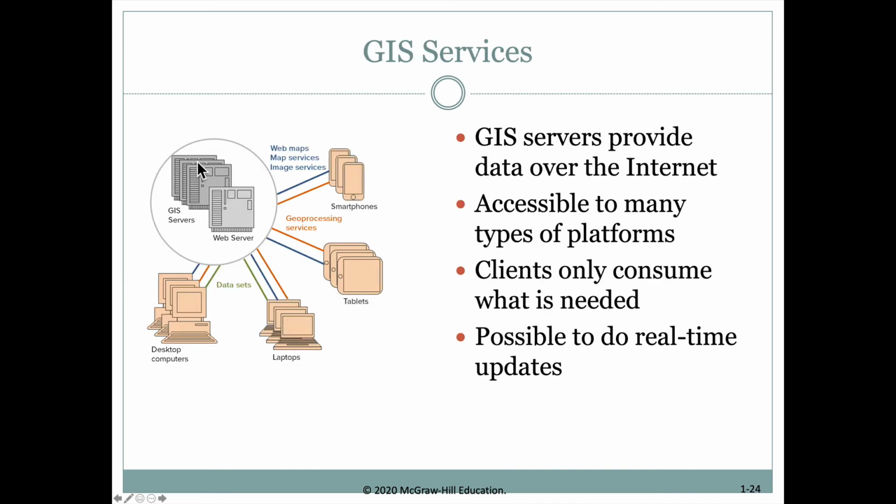So this kind of shows, for a web server, we might have a lot of things feeding into that, and the GIS servers would also be associated with this. And from there, we're able to produce maps over the internet using layers of information directly off of these GIS servers. So in this way, the client can only consume what's needed, and they have access to a lot of different types of platforms. And one really nice thing is it's possible to do real-time updates. So if you make a map, some data from another organization changes, and they update their GIS servers and their web servers, then you have access to that new data from them immediately.